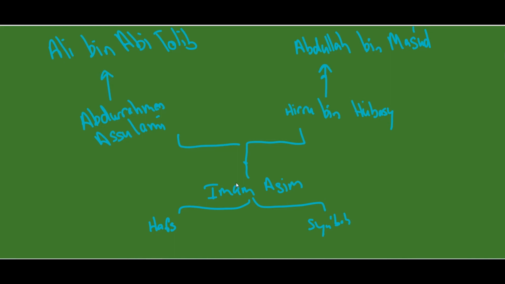For Imam Syu'bah, his lineage of recitation that he passed down to Imam Syu'bah was from Hiro bin Hubaysh and Abdullah bin Mas'ud. Whereas for Imam Hafs, his chain of knowledge, sanad of knowledge, he passed down that Quranic recitation, which is from Abdul Rahman As-Sulami and Ali bin Abi Talib. So you see, there's a more detailed understanding on this part.